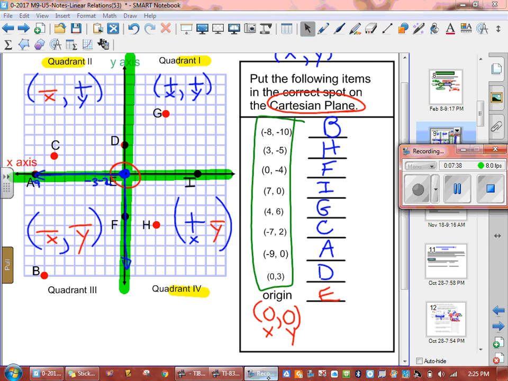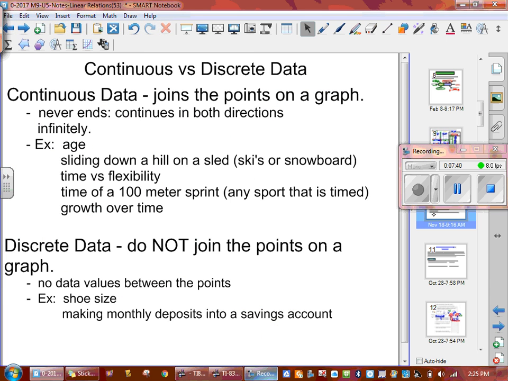Okay, moving on. We want to talk about continuous versus discrete data. Continuous data is data that never ends. It's got data in between each point. It will continue infinitely in both ways. So age. Can I say that you are 1 day old? Can I say that you are 14 years, 7 days, 3 months, 2 hours? Yes, we can. We can put our age right to the nearest second if we have to. So that is continuous time.